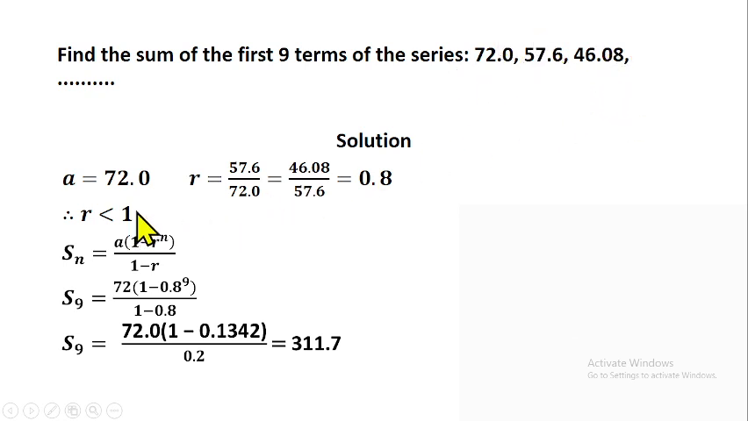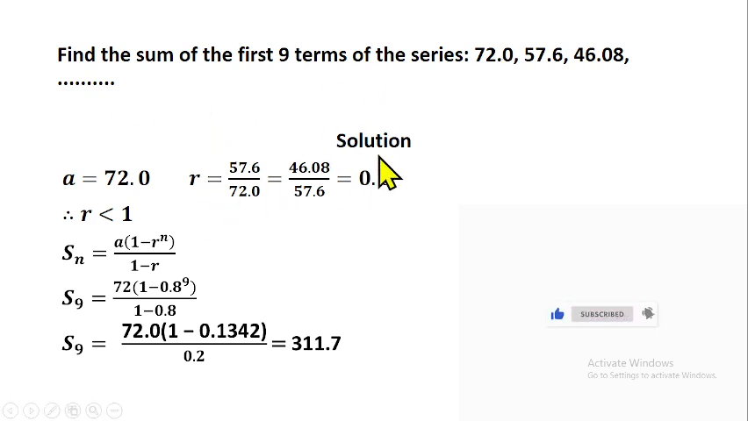Let's verify that. r is equal to 57.6 divided by 72.0. Is it the same thing as 46.08 divided by 57.6? The answer is 0.8. That means there's a constant ratio, so this sequence belongs to GP, not AP. And the first term is 72.0. Do we understand that? Good.